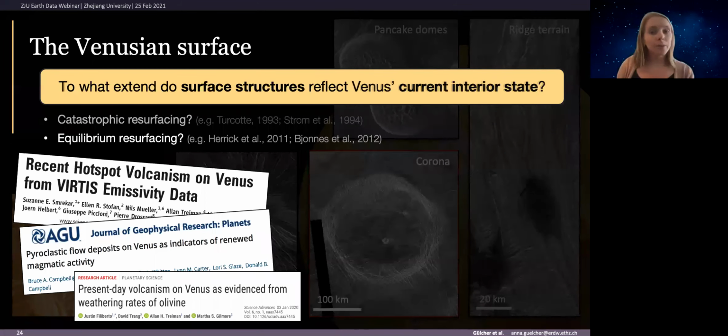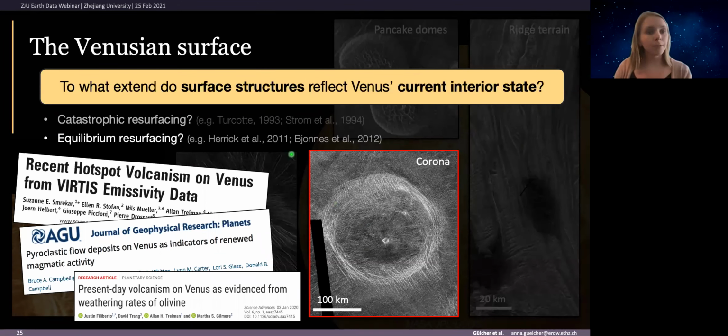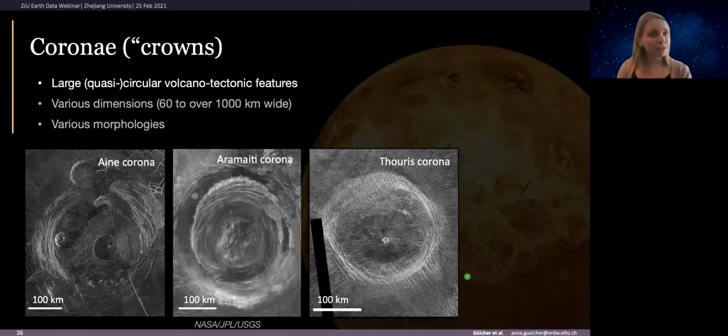So what we do with our research, we basically build up on this line of thought by proposing that these mysterious corona structures bear testimony for turbulent processes of Venus's interior. So what are corona? Corona are these circular or crown-like volcanotectonic features, and they are abundant on the surface of Venus. And here there are 3 examples of these structures with radar imagery. So there are over several hundreds of them all over the surface.